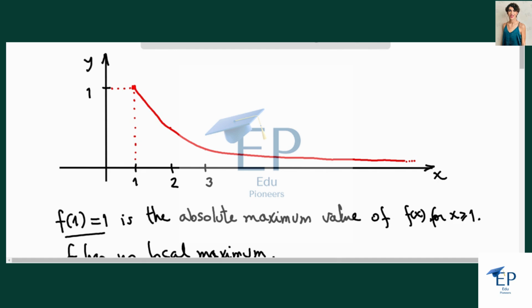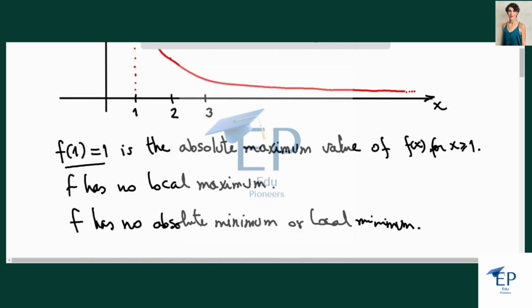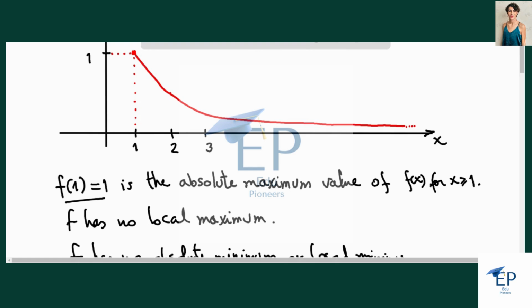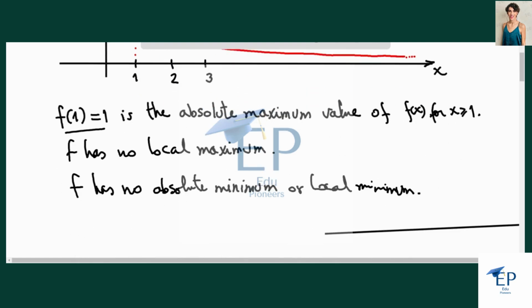The thing is that it is descending, but in a way that it will never touch the x-axis, so the descending never stops. And for that reason, there is not a lowest point in the graph, and so there is no absolute minimum. And for a similar reason, there is no local minimum. So we don't have either of those.